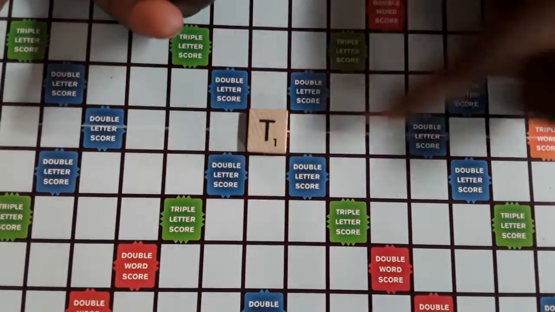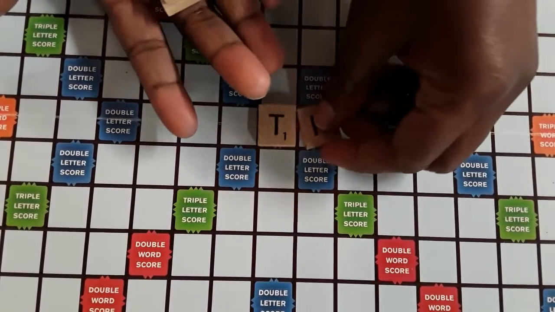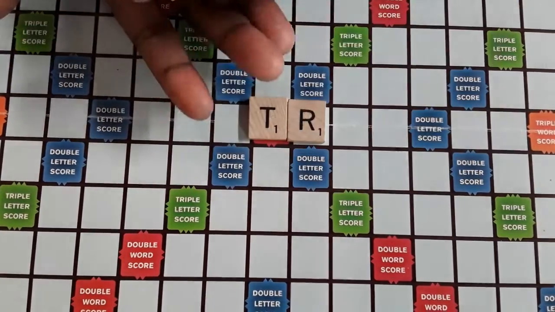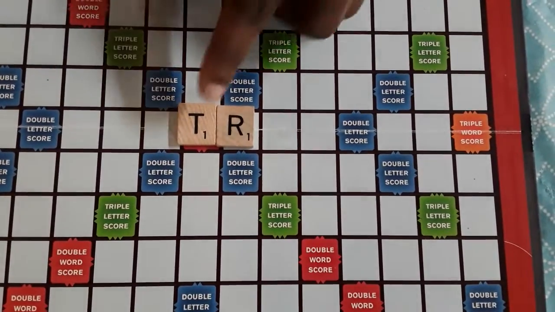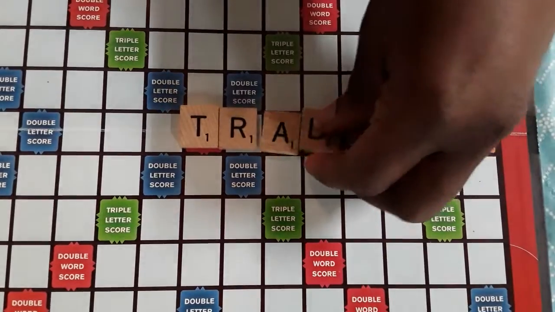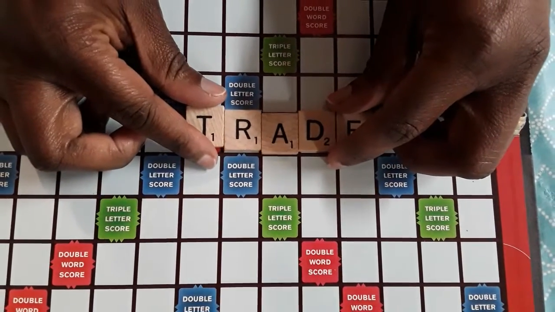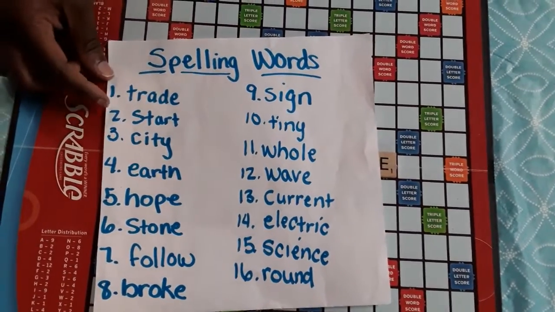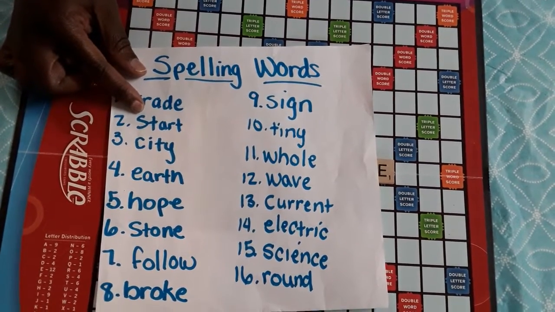They can go horizontally or they can go vertically. It's up to the child whichever way they're going to do it. In this example, we're going to go horizontally and spell the word trade, T-R-A-D-E. Once they complete their first word, they're going to go back to their spelling list and look at their second word. The second word is start.